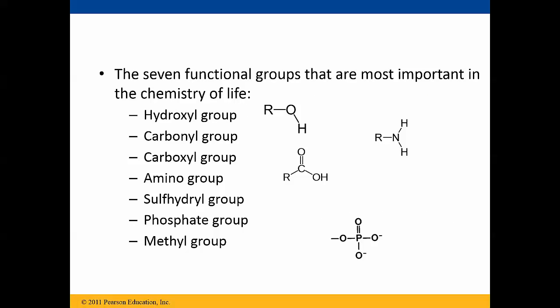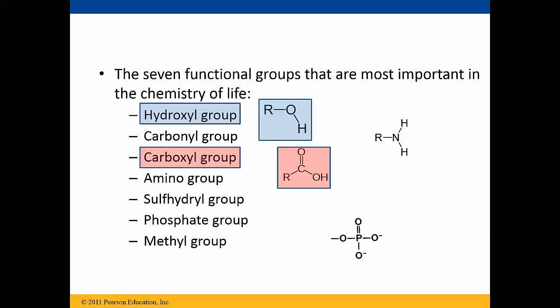There are 7 functional groups important to the chemistry of life. We'll focus on a couple of them here. Hydroxyl groups. Basically, it's an OH stuck to the rest of the molecule. That R is the rest of the molecule, okay? An OH. Carboxyl groups. Notice a double bond between the carbon and the oxygen, and then an OH as well. Amino groups. There's a nitrogen here and 2 hydrogens. This is a very important one for proteins.